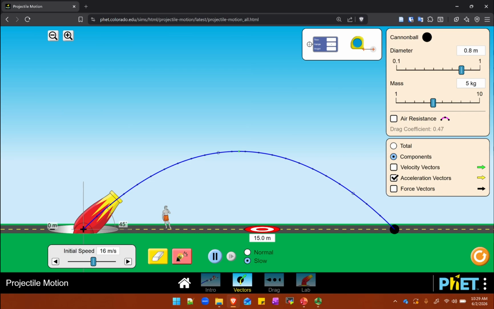If we do not have acceleration, we do not have a change in velocity. So what this tells us is that my velocity in the x direction, or the x component of the velocity, is not going to change at all throughout the entire process.